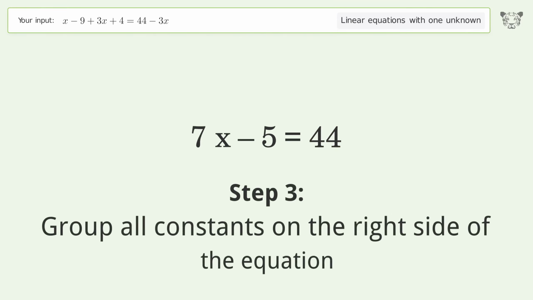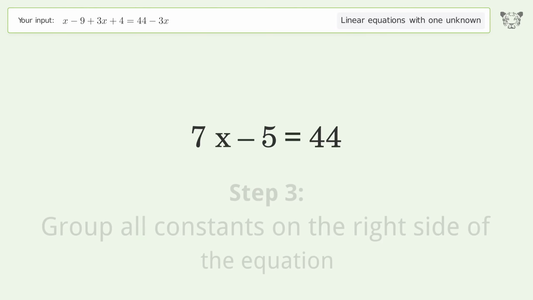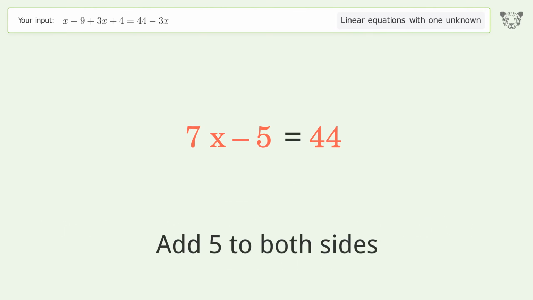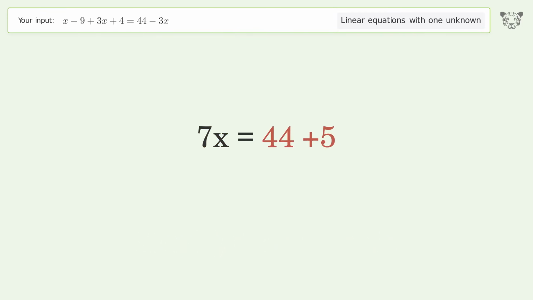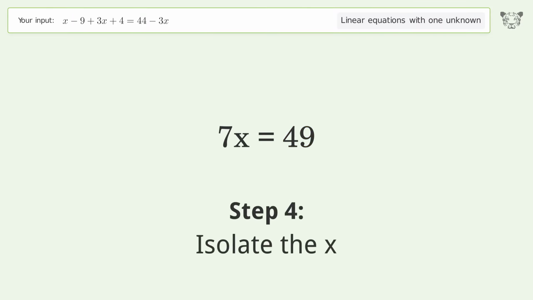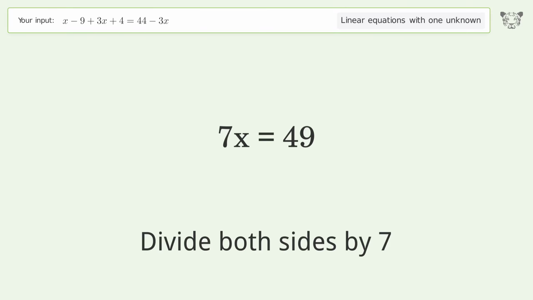Group all constants on the right side of the equation. Add 5 to both sides. Simplify the arithmetic. Isolate the x. Divide both sides by 7.